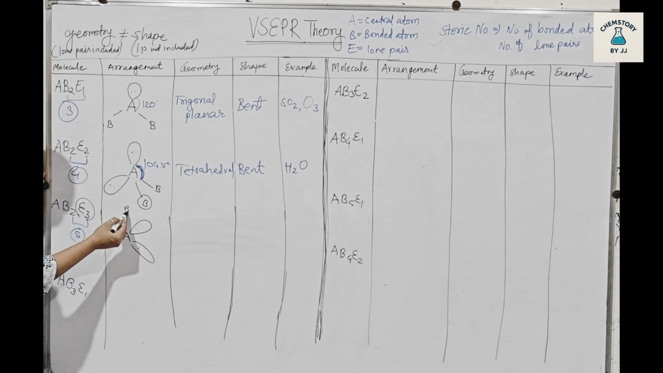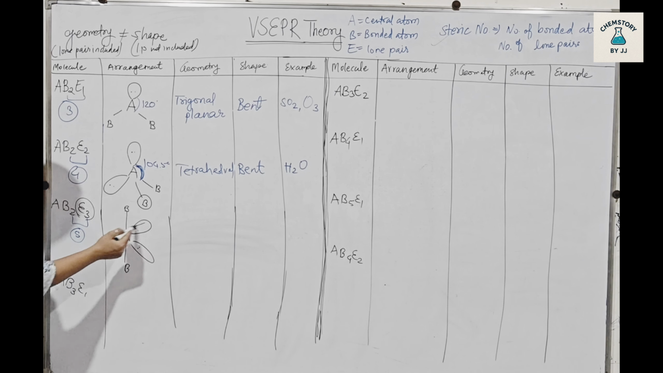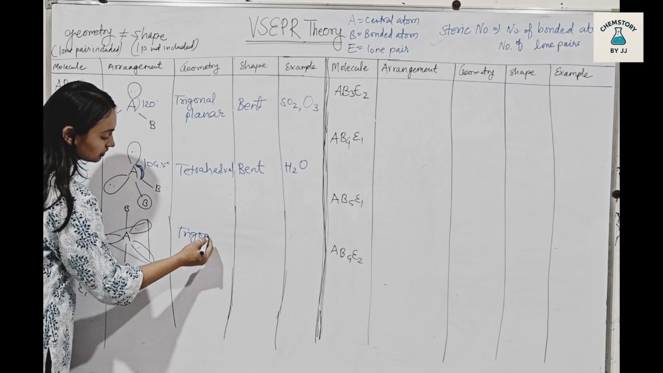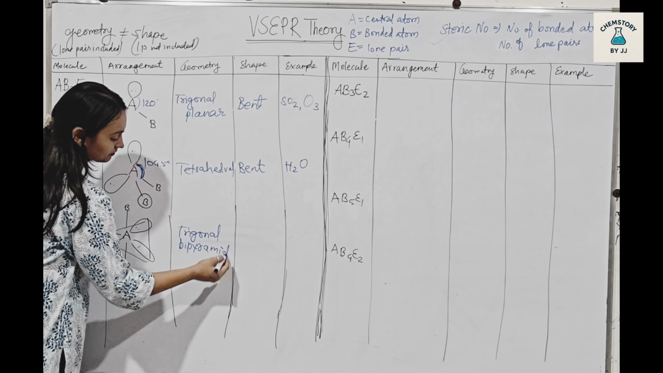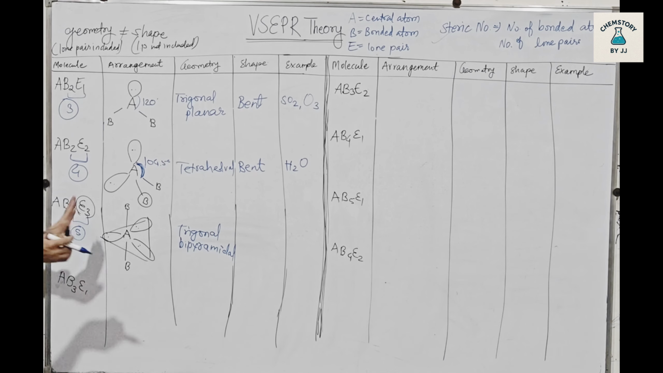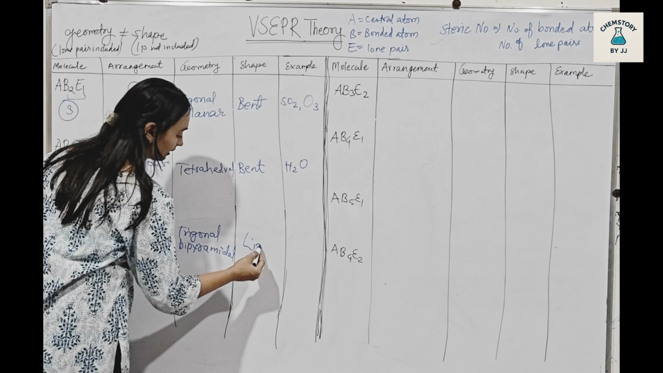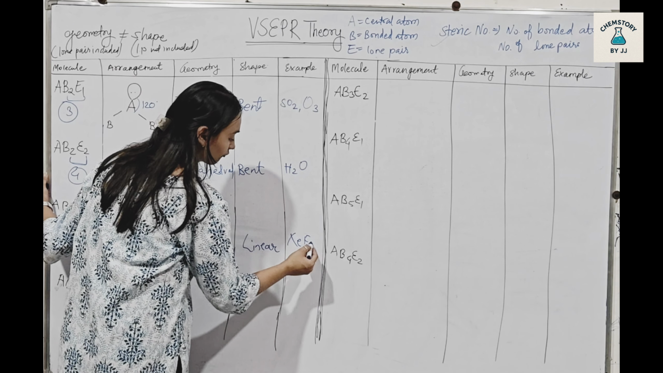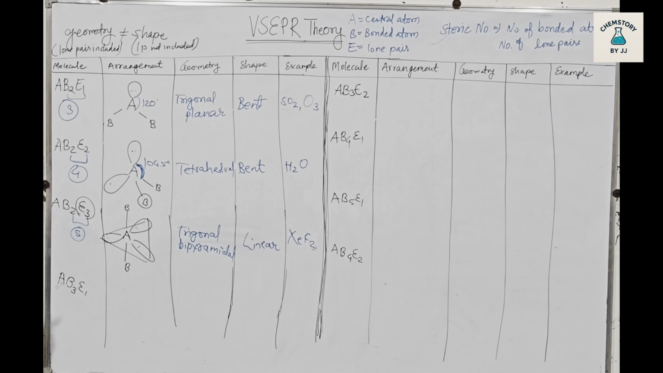And these two B's are going to be perpendicular to A, right? We know this very well. The geometry is trigonal bipyramidal. And neglect these lone pairs. So the shape would be this, correct? So for example, we have XeF2. Right? This will be the example.